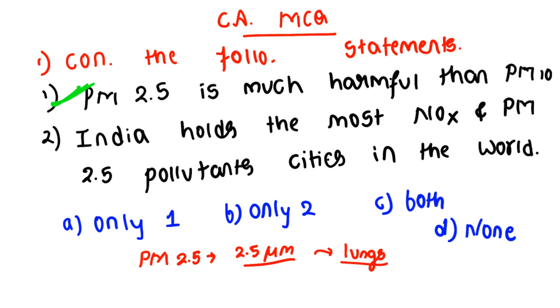And India holds the most NOx? No. Regarding NOx or NO2, India does some better performance, though regarding PM 2.5 pollutants, Indian cities rank high in the world. So statement 2 is wrong, and the answer here is A, only one. Only statement 1 is true. As the article says, we are not in the top 20 in NO2 emissions, but in PM 2.5 emissions, Delhi leads the world. Delhi is the worst affected PM 2.5 city. So let's discuss the static question.